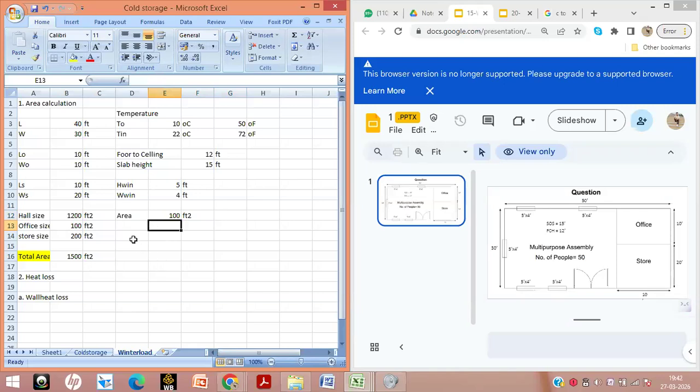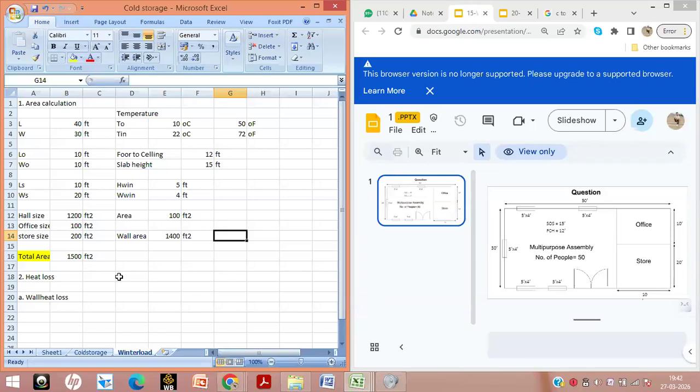Now we need to calculate the wall area. So wall area is equal to total area minus window area. Okay, so we got the wall area is 1400 feet square. So this is the area which is going to contain the window area, the 5 feet, the 4 feet.